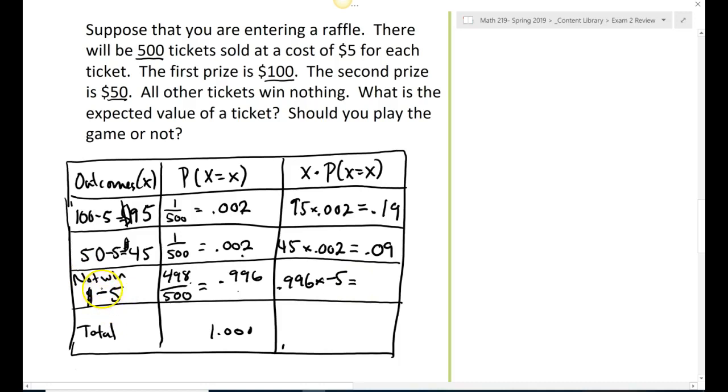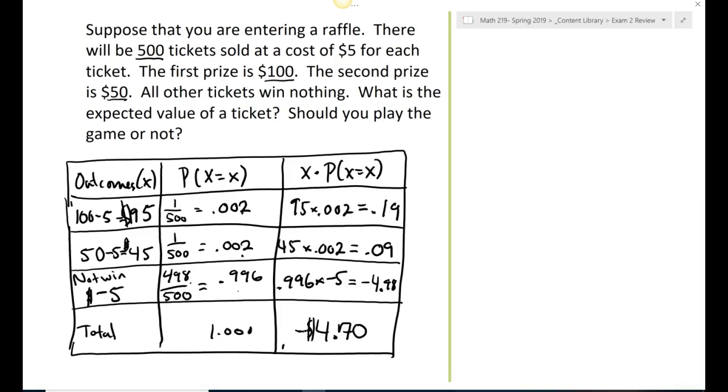The values that we put into these expected values really do depend upon whether the person who's playing wins or loses money or makes money, okay? So negative you lose, positive you gain, okay? And so 0.996 times -5 is going to end up giving us -4.98. Now, just like the other expected value problems, I'll add them all together, and what I get is -$4.70. So for every $5 ticket I buy, I expect to lose $4.70.